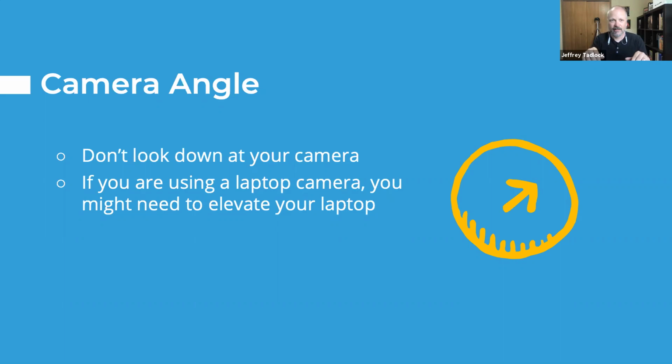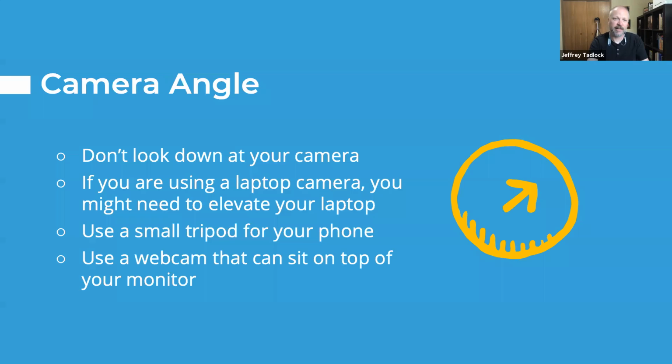My trick is if you can see the ceiling in your picture behind your head, your camera's probably too low. You want to get it up. If you're on a phone, you could use a small tripod to get it up, or a webcam that could sit on top of your monitor. If your laptop camera is terrible or you just don't want to balance your laptop, you could potentially get an external webcam that you could put a little higher to get that better look.